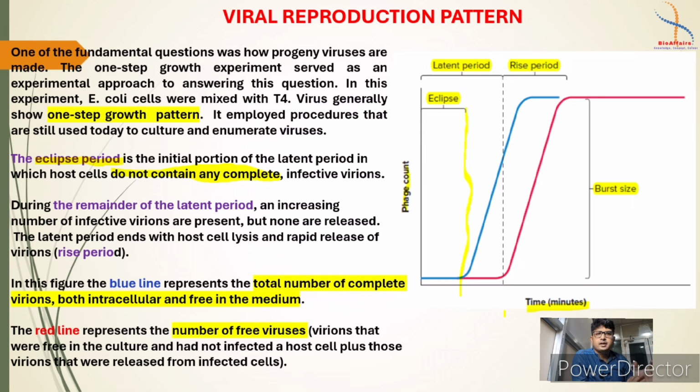Here you have complete virions present, whether the infected cell is a bacterial or animal cell. Maybe 500 or 1000 or 5 lakh or 5 crores, whatever the situation is, but they have fully formed virions. Now after this latent period, all the virions are present within the cell but none are released. That is very important: none are released.